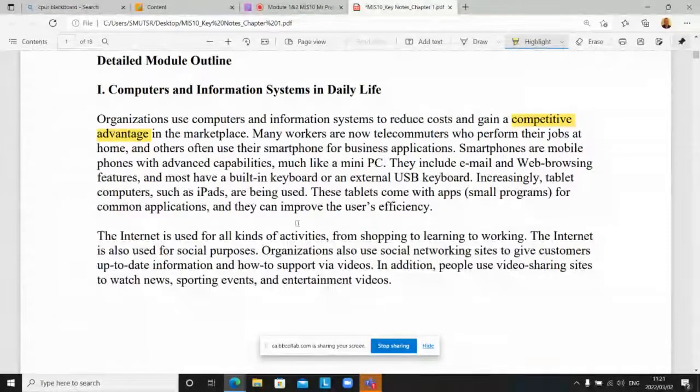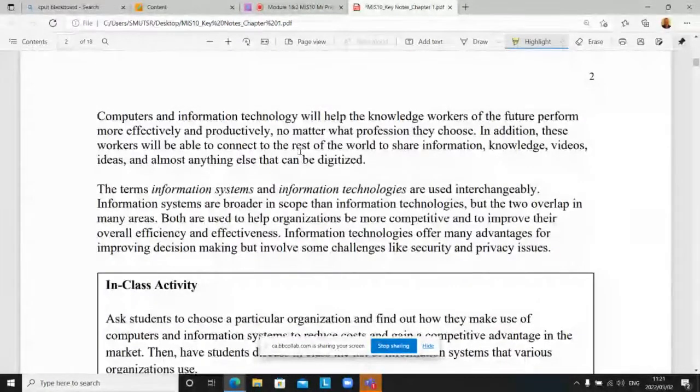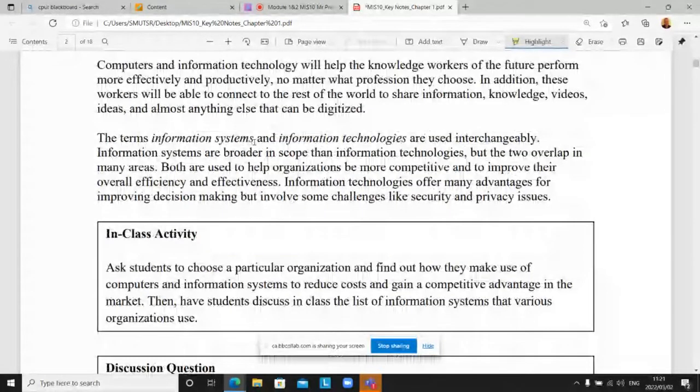They include email, web browsing. I think we know what the internet is, what we can do with it. I'm not going to waste time on that. Computers and technology are obviously ingrained in our daily lifestyle. Okay, and then I want to worry about the terms, so I'm highlighting that.